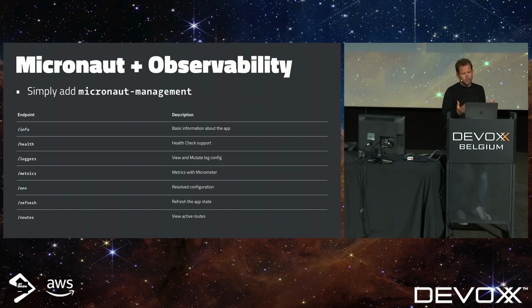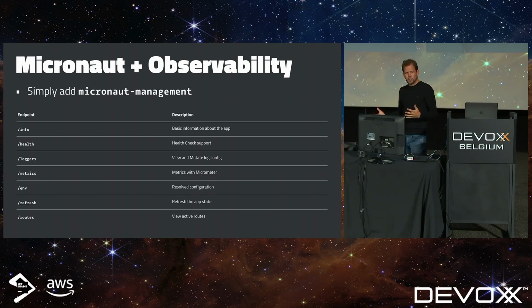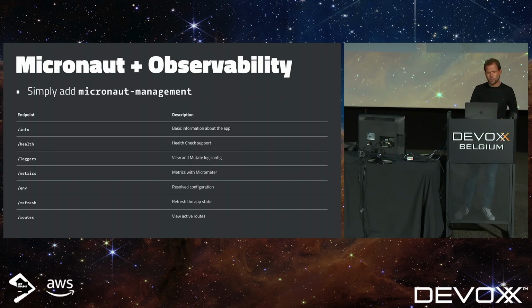But typically, you run these on a different port. And it provides the ability to obtain insight into your application. So metrics, health, information, what's the configured environment. There's a refresh endpoint that you can invoke to reload everything. You can see the active routes.